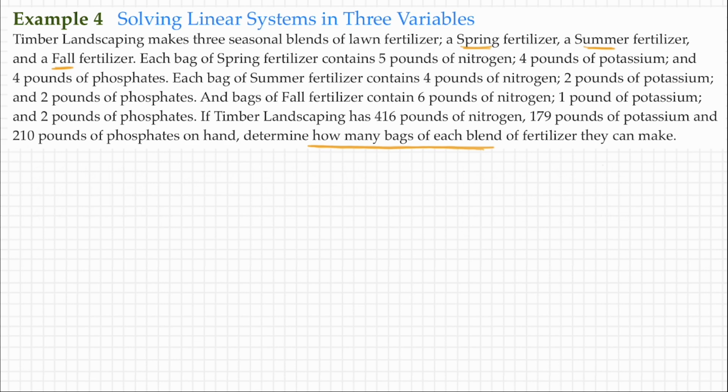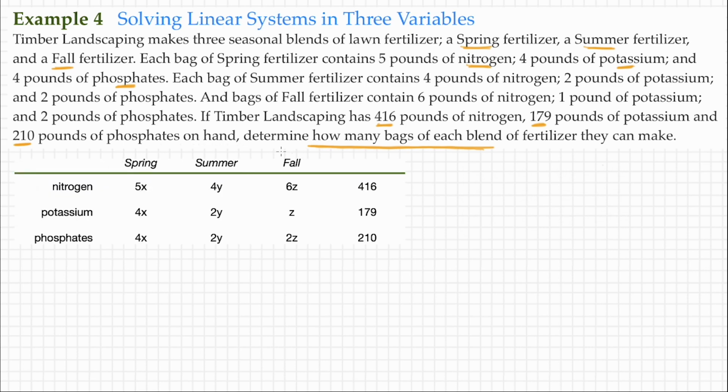And those instances are nitrogen, potassium, and here we have phosphates over here. Also, the rows will contain the totals, and we have a total of 416 right here, 179 pounds of potassium right here, and 210 for the phosphates right here. So now that we have all this information, we can build our table, and the table should look something like this.